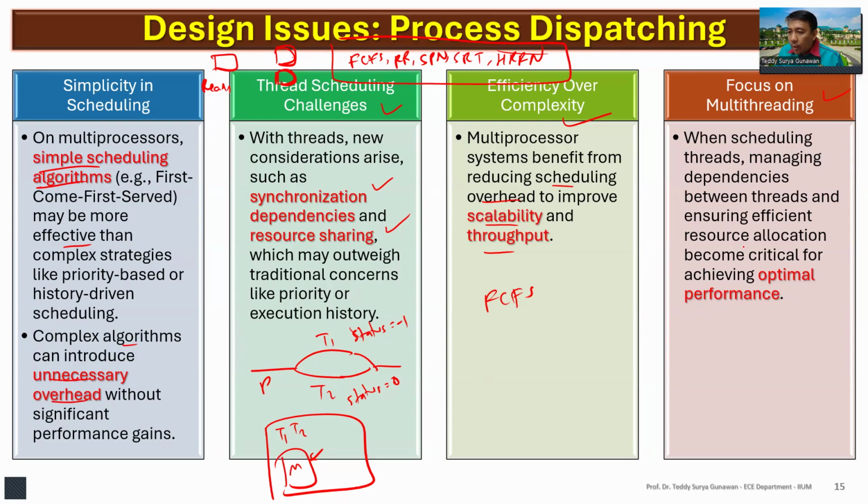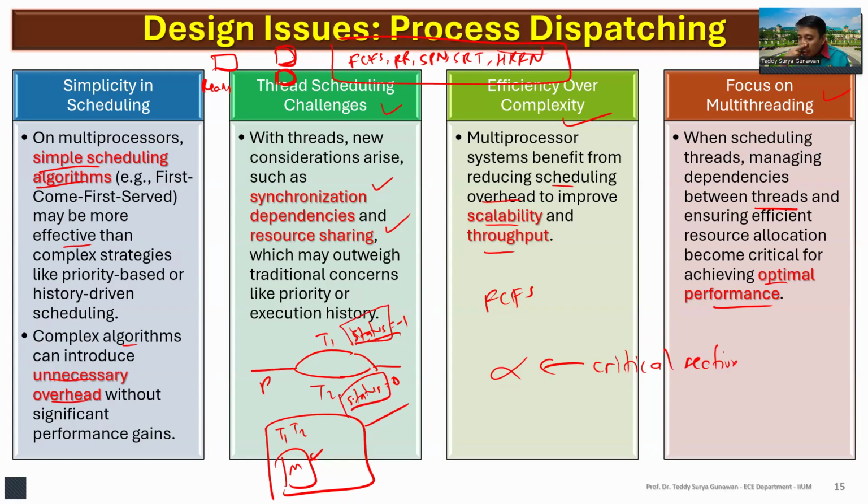Managing dependency between threads, for example when they access the same resources, becomes critical to achieve optimal performance. Remember, another thing that becomes the alpha is the critical section. If you have more critical sections, you have a bigger alpha, which means a slower speedup. This is, for example, the critical section.